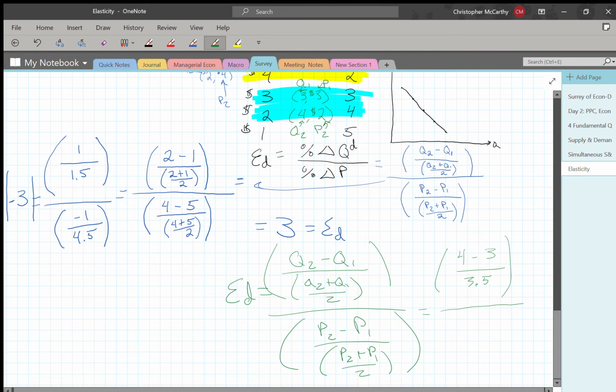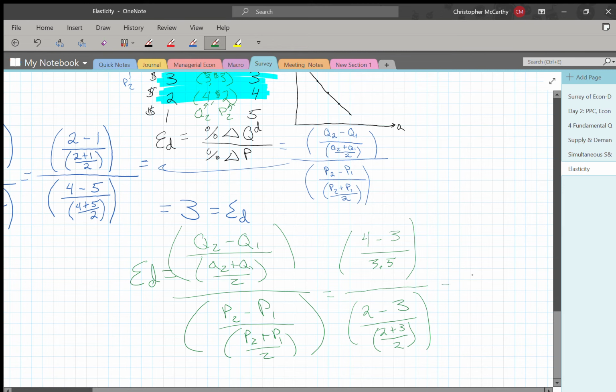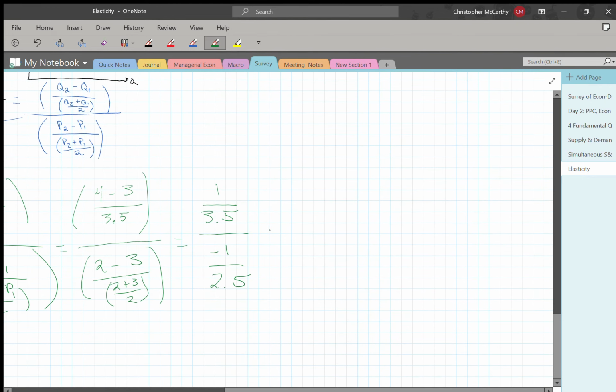What's my second price? 2. What's my first price? 3. Not 1. I'm going to divide it by 2 plus 3 over 2. So 2.5. So we end up with 1 over 3.5 over negative 1 over 2.5. And this ends up being 0.3 repeating.